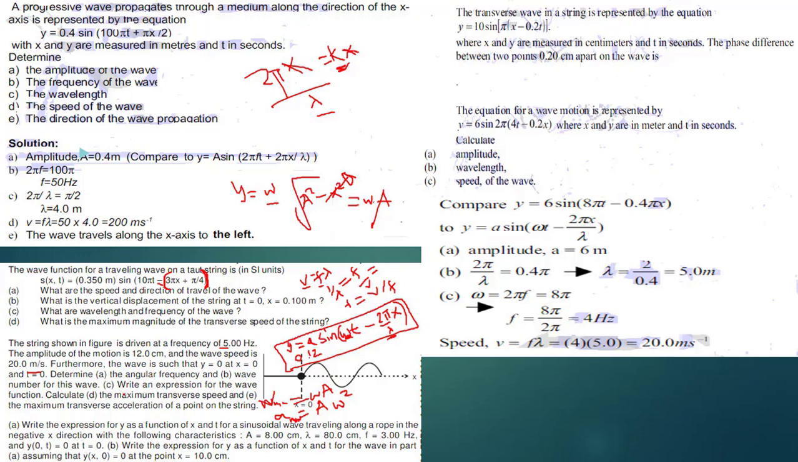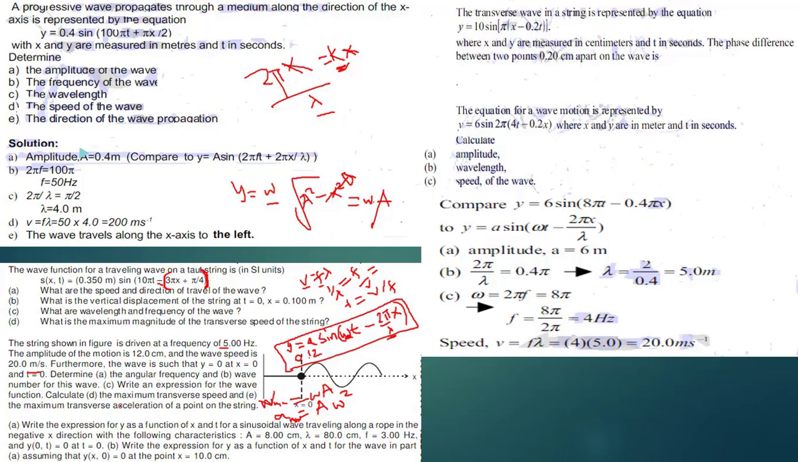Again, write the expression. Is just simple. You have the general equation given by that. We have y is equal to a. We have the amplitude, which is 12 centimeters. Converting it into meters, unapata 0.12. Unaweka hapo sin w, tumeshaambiwa tafuta angular frequency, unaweka hapo t minus the wave number ambayo tumesha calculate 2 pi over wavelength ambayo tulipata times x, unapata equation yako.